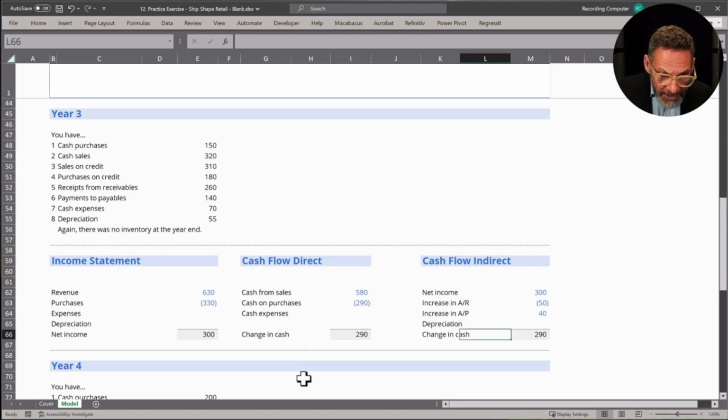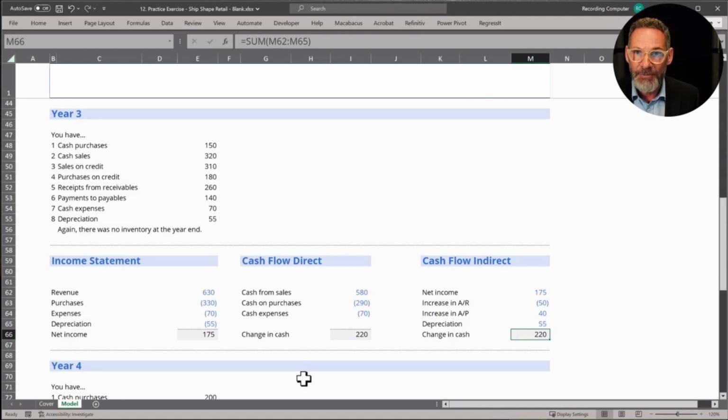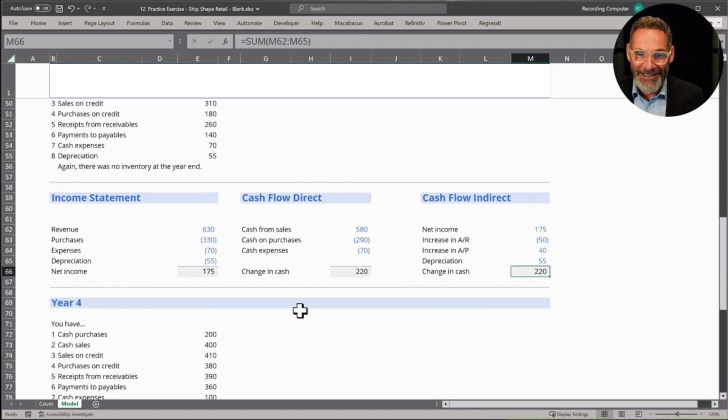Now, we have a couple more things. We have a cash expense of 70. That is a cash expense. So that's matching there. Good. We're still balancing. And then we have depreciation of 55. We know that's an expense, but we also know it's a non-cash expense, so we have to add depreciation back. And congratulations, the direct and indirect cash flows match. We've recorded the transactions. Let's try one more year. I encourage you to first have a go, push pause, and then when you're ready, I'll debrief it with you.